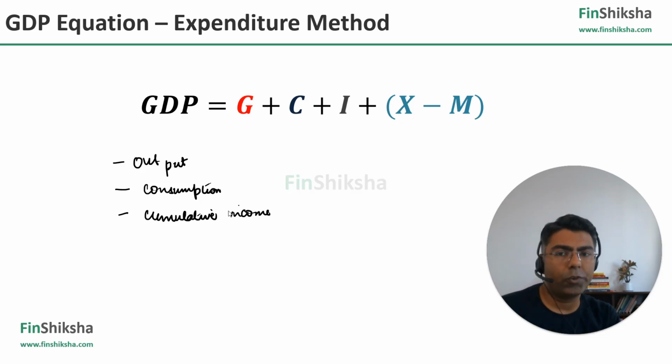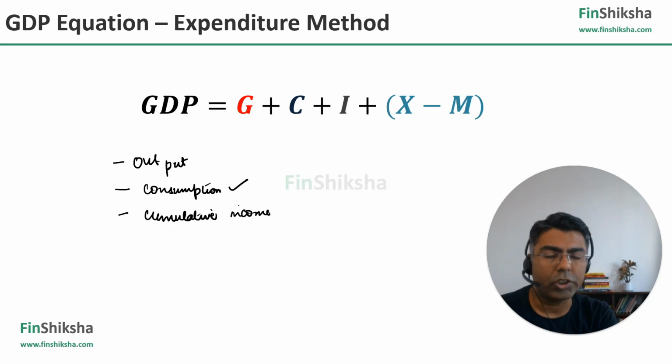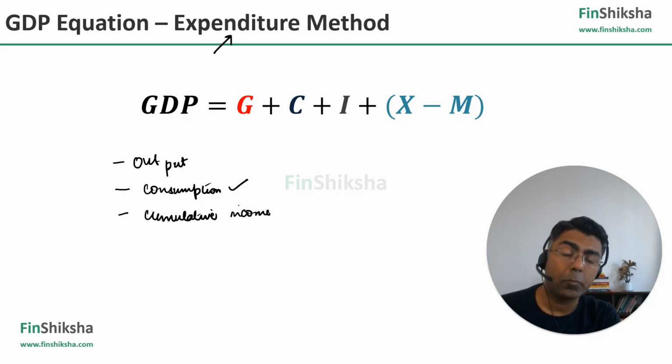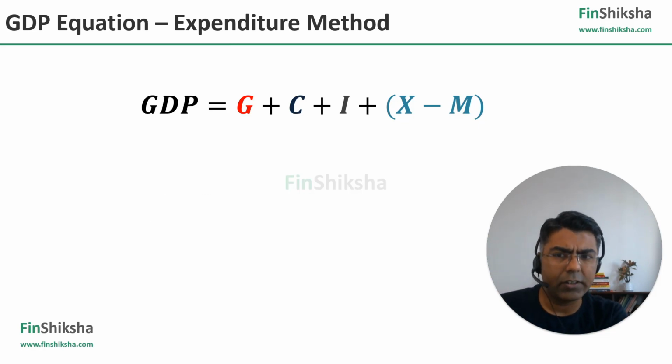Now, the equation that you see on the screen is essentially the consumption, or what is also commonly called the expenditure method of GDP calculation. So we're looking at expenditure of the entities in the geographical boundaries of India to arrive at the GDP equation. So let's try and understand this first.